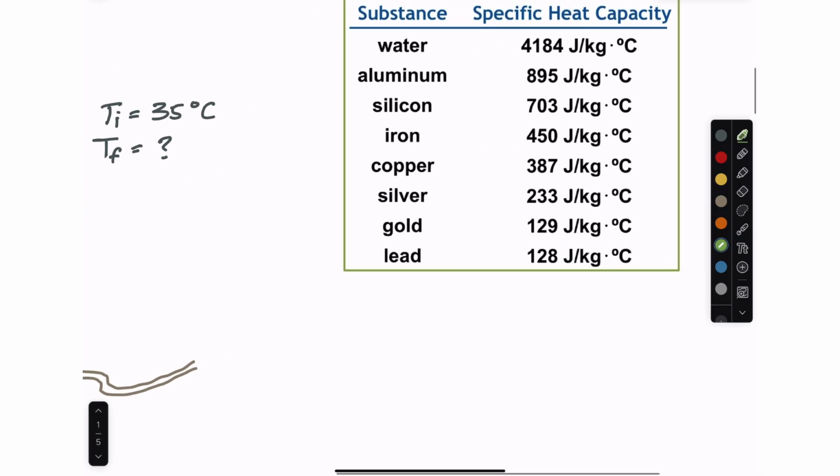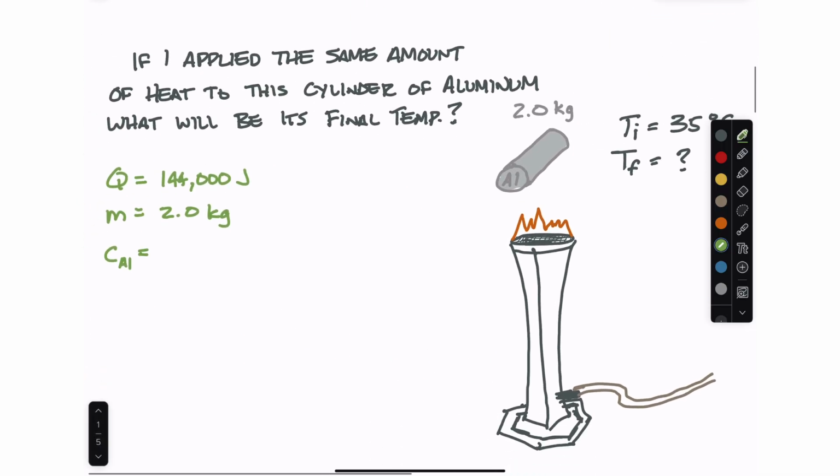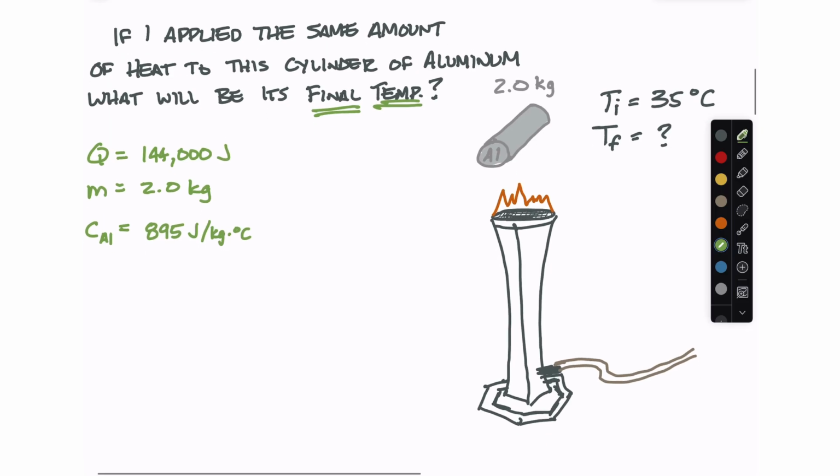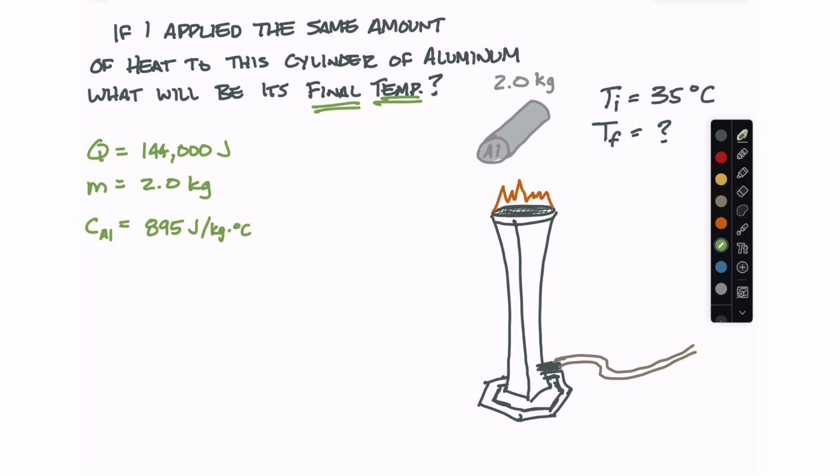This one's for aluminum. I see aluminum in this table is listed at 895 joules per kilogram degree Celsius. It's a little bit more. And so in this calculation, they're asking us to find the final temperature. We already know the initial temperature, so we've got to find the final temperature. We can plug this into our same equation, Q equals M C delta T. We can find delta T, and then from there we'll calculate the final temperature. Let's do it that way.